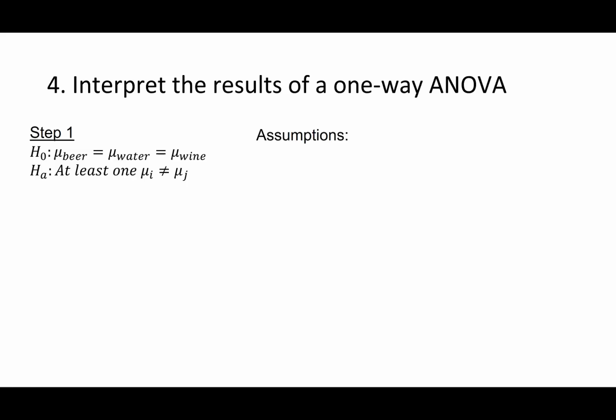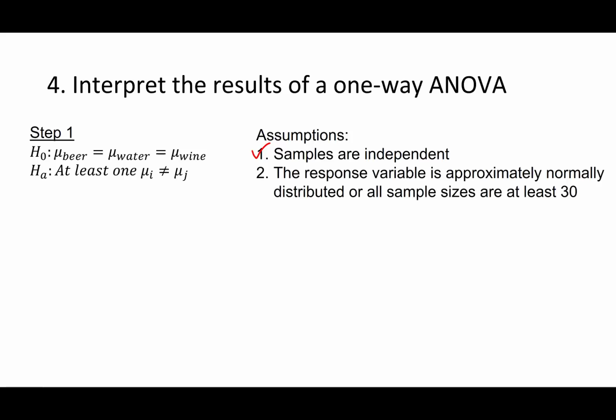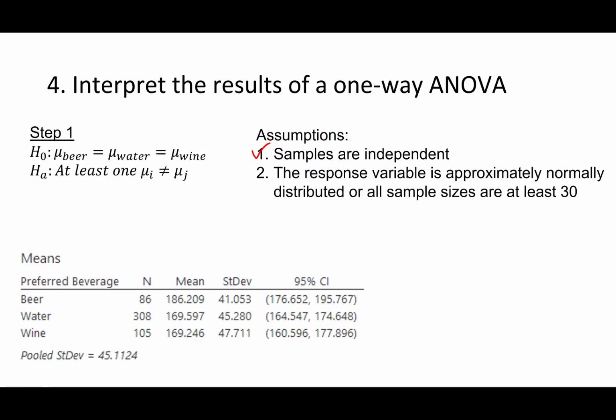We have three assumptions. First, samples are independent. This assumption is met because we have different people in each group and they are in no way matched or paired. Second, the response variable is approximately normally distributed or all sample sizes are at least 30. I'll pull up the means table here. Our sample sizes are 86, 308, and 105. All sample sizes are at least 30, so this assumption has been met.